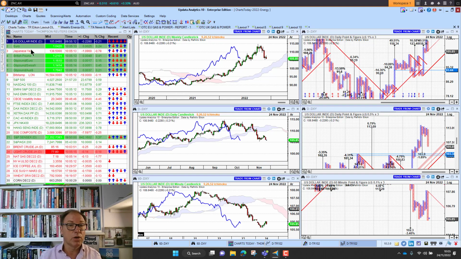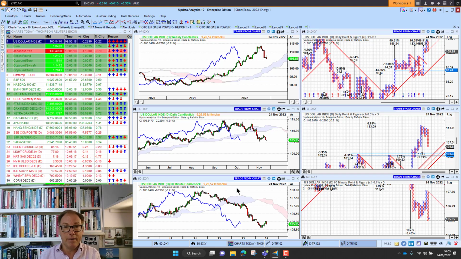And we'll take a look at the yield curves in a minute. But looking at the market generally, we've got the dollar. It's still bearish below the cloud on the short and medium term time horizons.